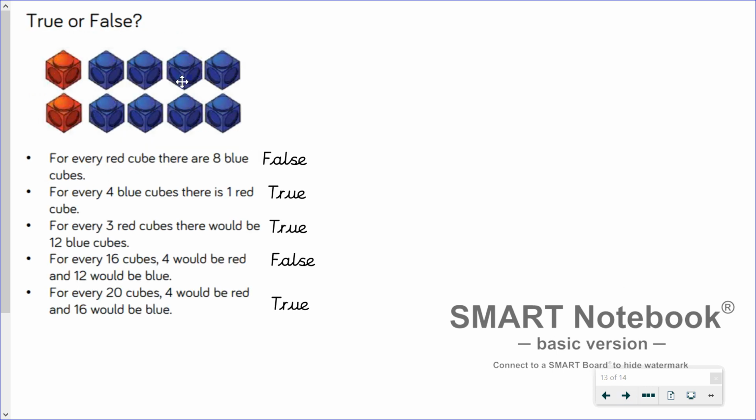And the last one. For every red cube, there are 8 blue cubes. For every red, there are 4 blue cubes, so that's false. For every 4 blue cubes, there's 1 red. Just talked about that one, so that's true. For every 3 red cubes, there'd be 12 blue cubes. So if we had 1 more red, 4 more blues, there'd be 12 blue, 3 red. That's true. For every 16 cubes, 4 would be red, 12 would be blue. So let's have 4 reds, which means we'd have 8 more blues, which means 20 cubes in total, so that's false. For every 20 cubes, 4 would be red and 16 would be blue. We've just proved that one by disproving the previous one, so that one is true. Well done if you got that.